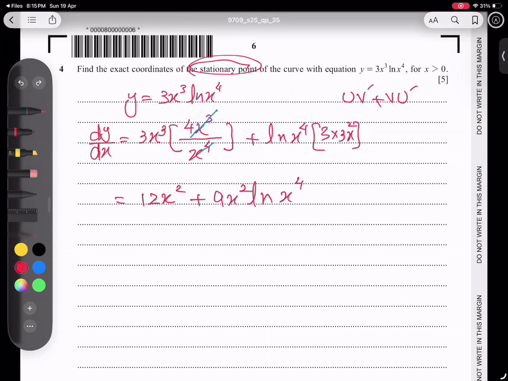And whenever a stationary point is asked, we always put the derivative equal to 0. Now we have to find out what x is.